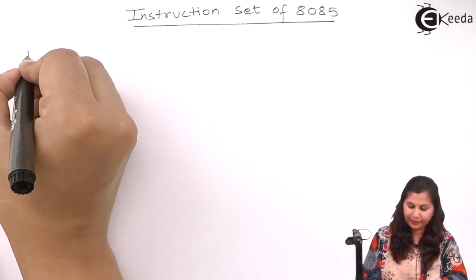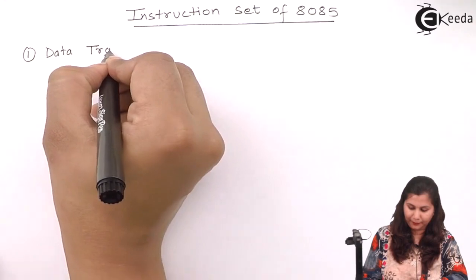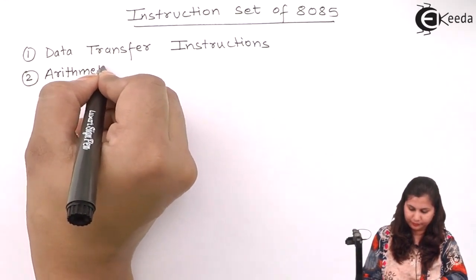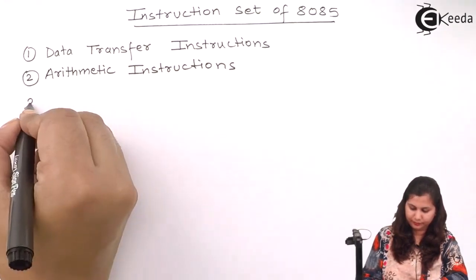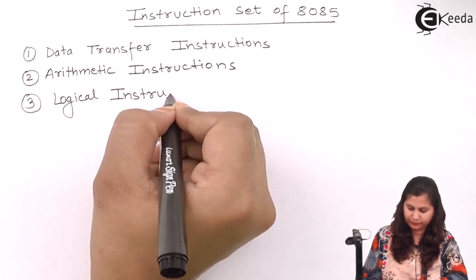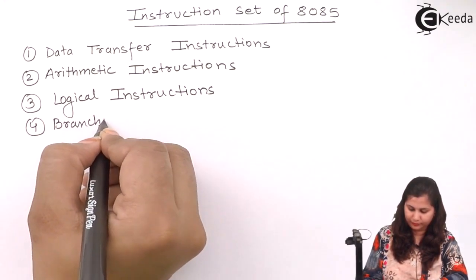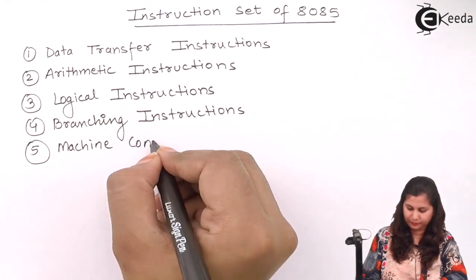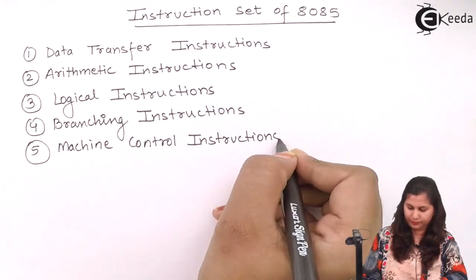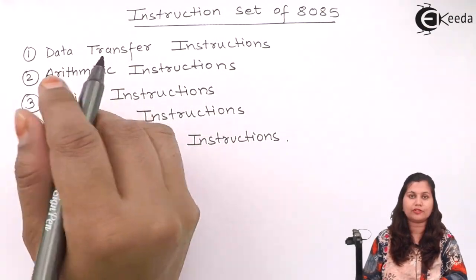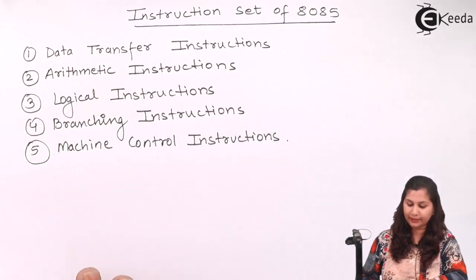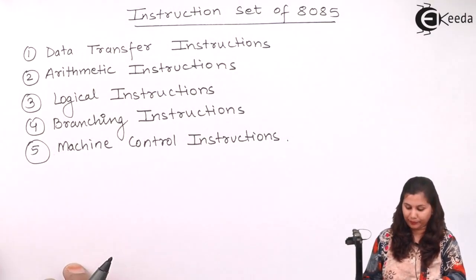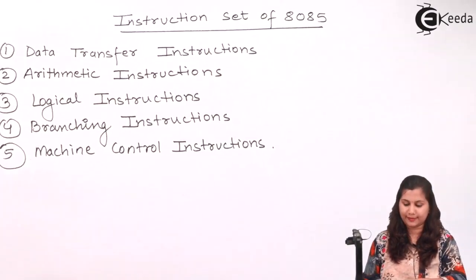The instructions are divided into the five categories. So these are the five categories in which the instructions of the 8085 are divided. First is data transfer, arithmetic, logical, branching and machine control instructions. First we will start with data transfer instructions.